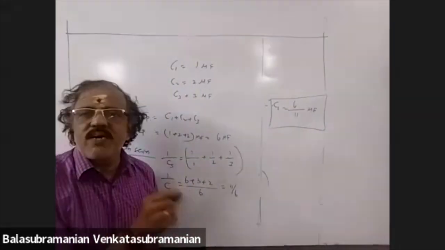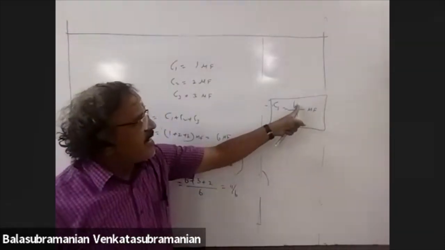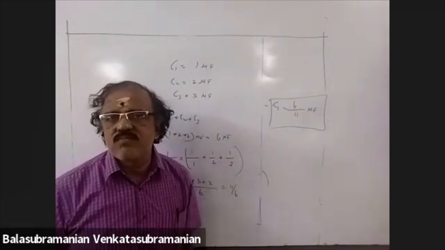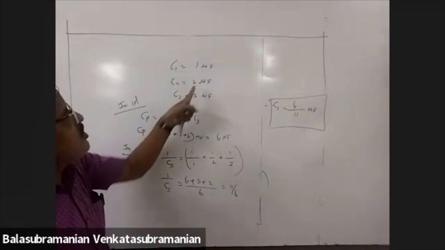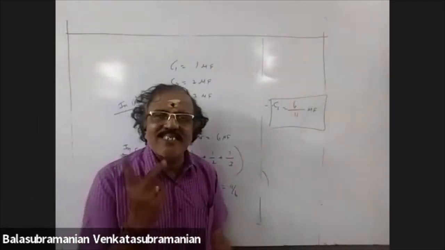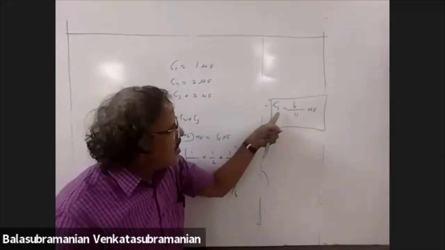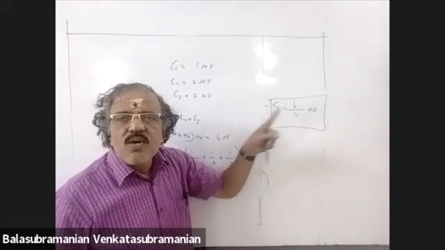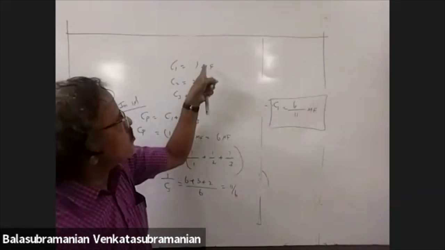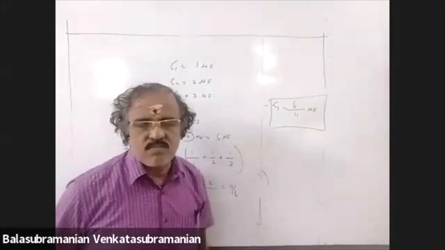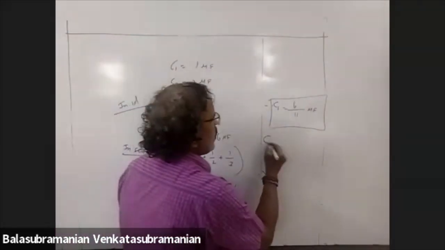You can cross check your answer with a small thing in mind. The resultant here is less than 1 microfarad. The minimum value is 1 microfarad, but you are getting the resultant less than 1. So, in series connection, the resultant capacitance value will be lesser than the least. Out of the 3, the least is 1, and the resultant is lesser than the least.